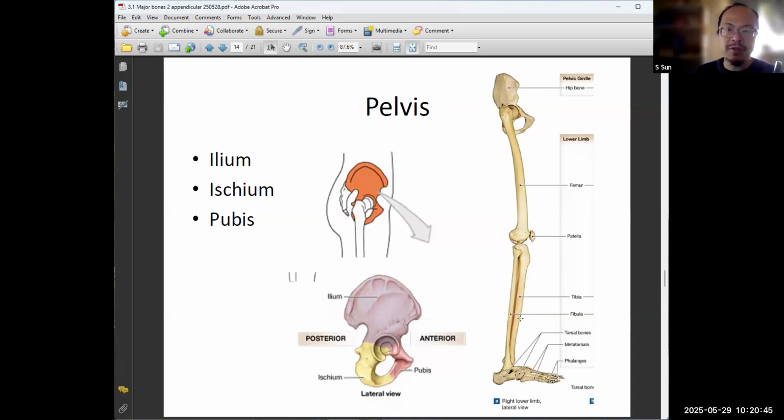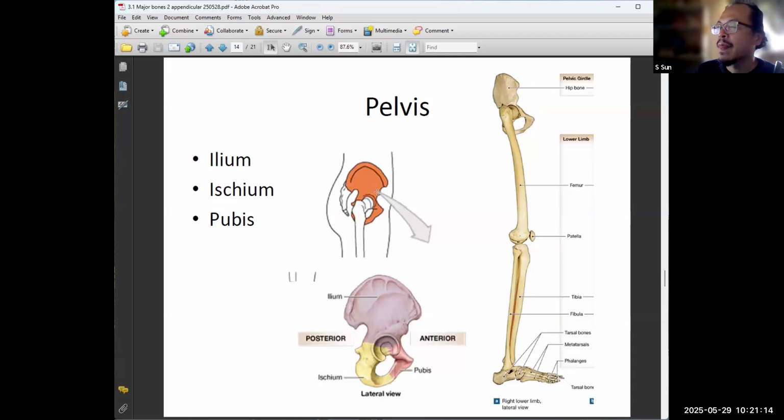The tibia is a bone you can feel. It's the largest bone, not much larger than the fibula, but the fibula is very much just a supporter. And then here is the foot. In the foot, you have tarsals, metatarsals, and the phalanges. So that's that. Let's look at this hip bone first.